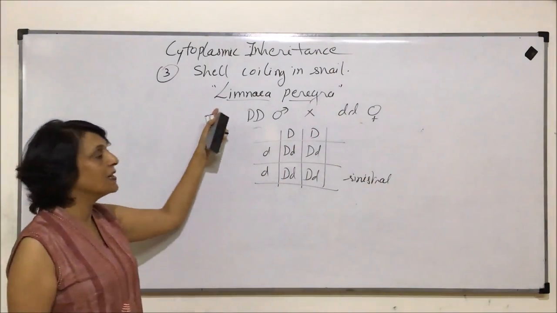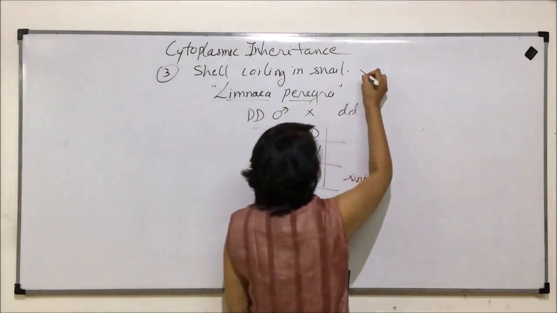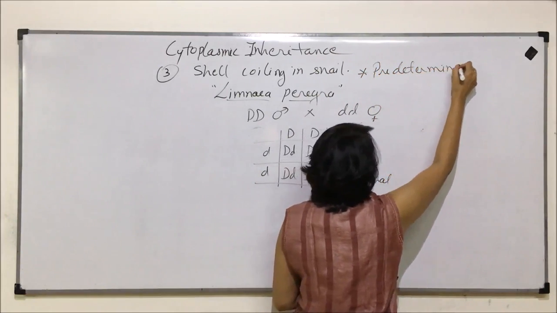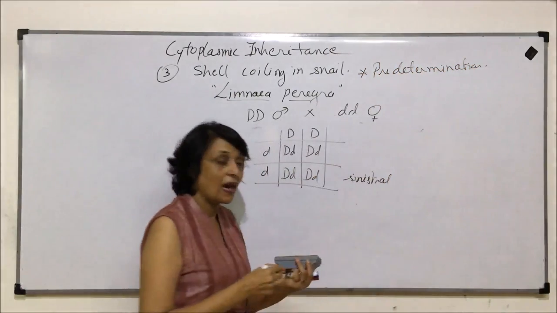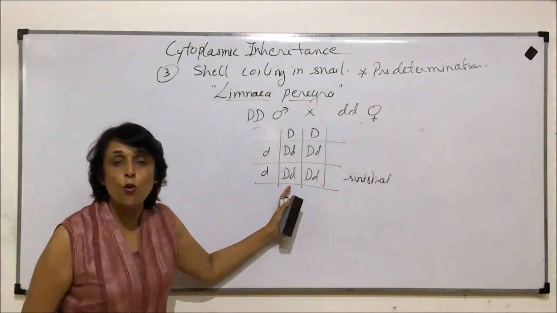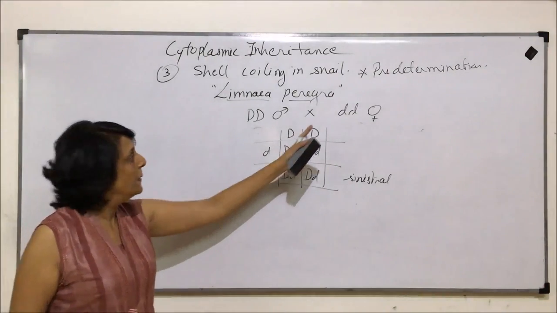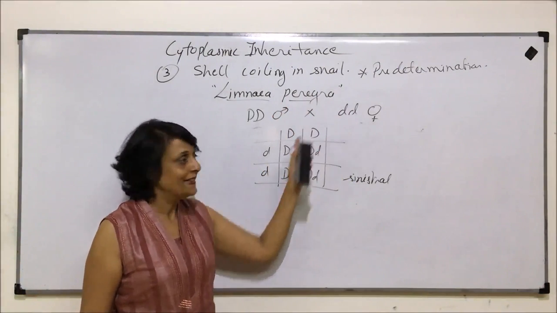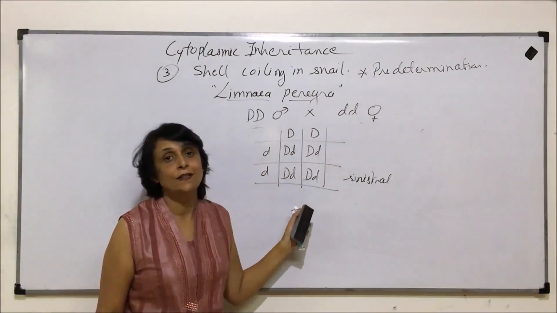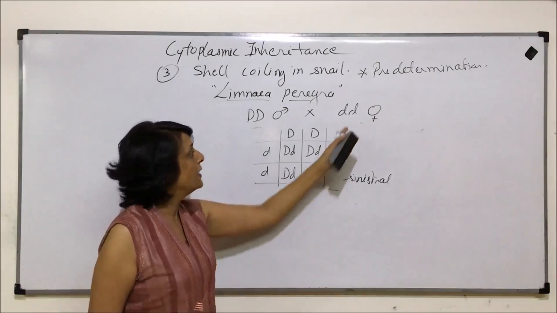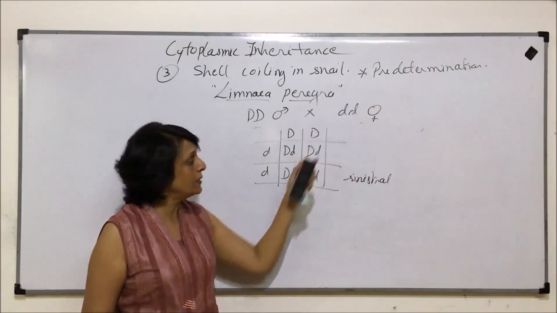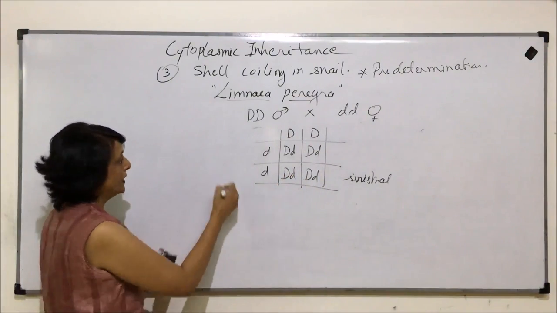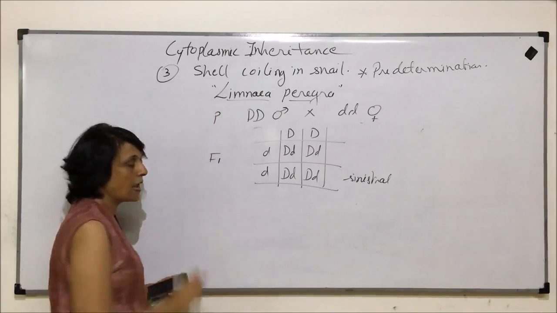And that is why we said we will give it another name. The other name is predetermination. That means what type of shell coiling the offspring show is pre-decided by the mother. If the mother is producing those proteins, then the offspring will have that coiling, that is dextral. And if the mother is not producing the proteins, the shell coiling is going to be sinistral. Now, we'll continue with this. This is our parent generation. This is F1.